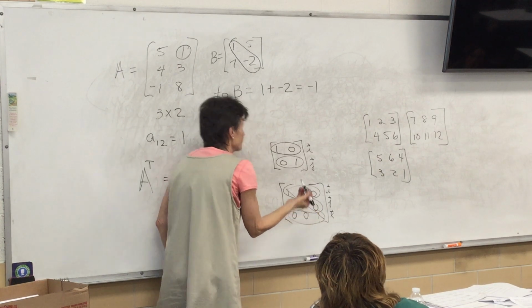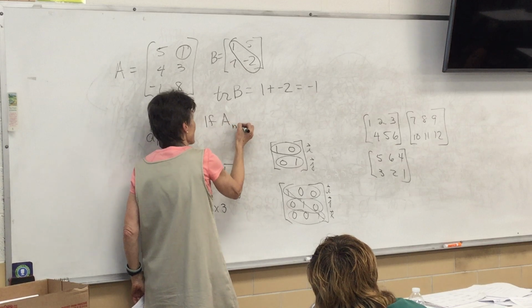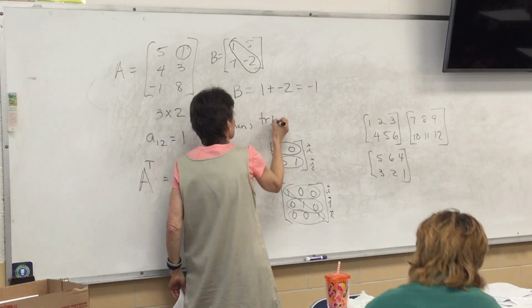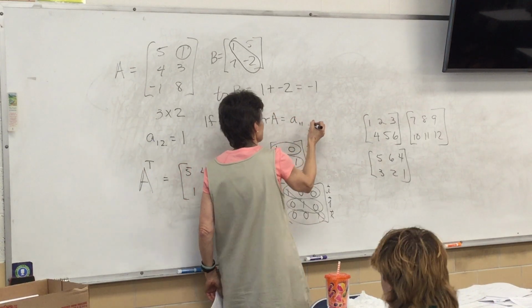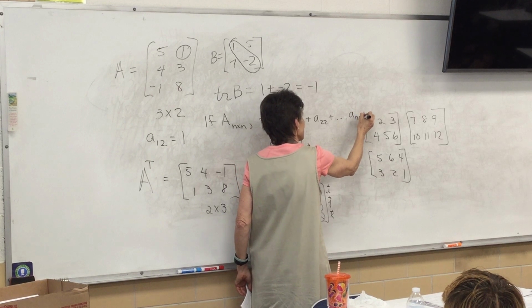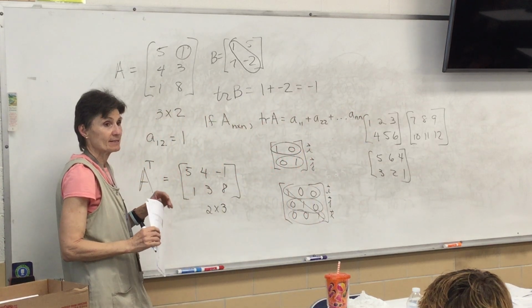It's got to be squared. So your formal definition is this. If A is n by n, trace A equals A sub 1, 1 plus A sub 2, 2, all the way to A sub n, n. Does that definition make sense to you?